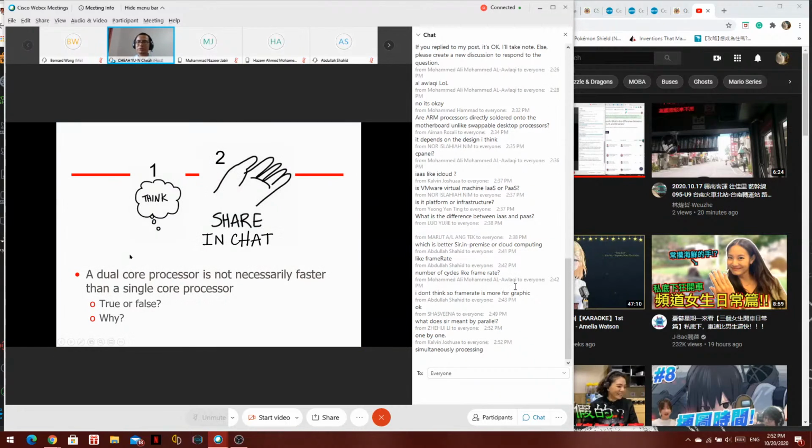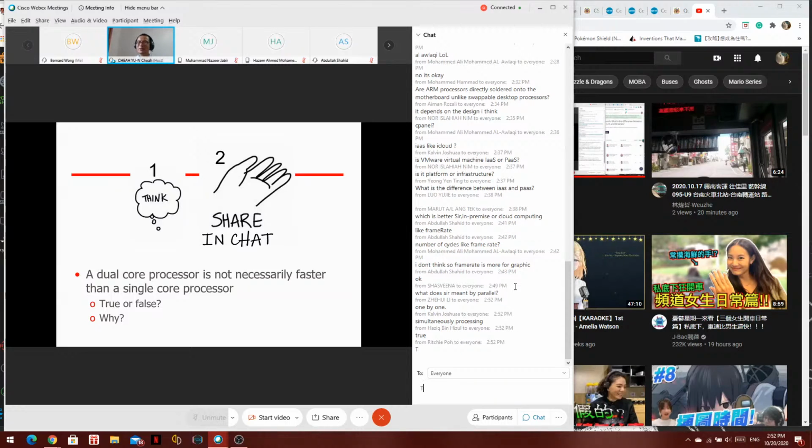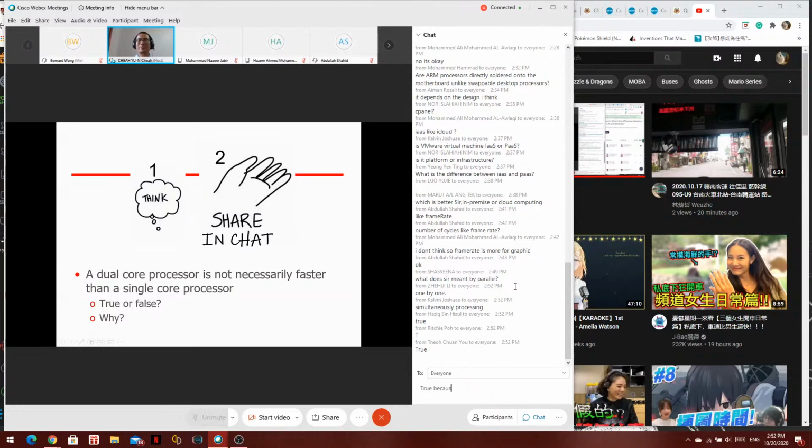Right. So just very quickly, in the chat box again: a dual core processor is not necessarily faster than a single core processor. True or false? Why? Just very quickly in the chat box.